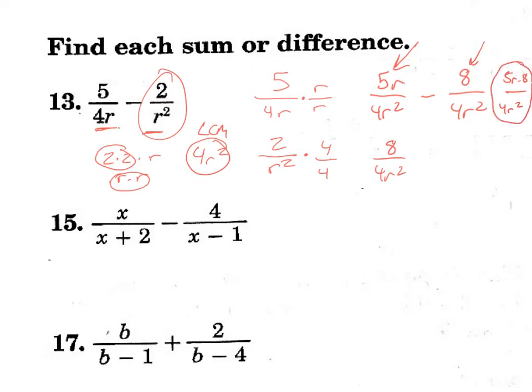And there we go. That's as low as I can go. I can't divide my whole numbers by the same number or anything. And so there we are, 5r minus 8 over 4r squared. Hopefully that's making some sense. We'll do a couple more together yet.